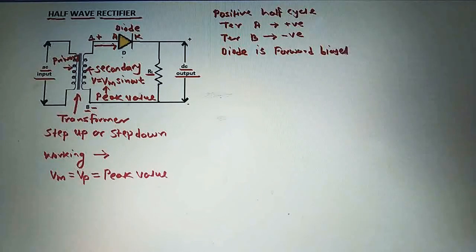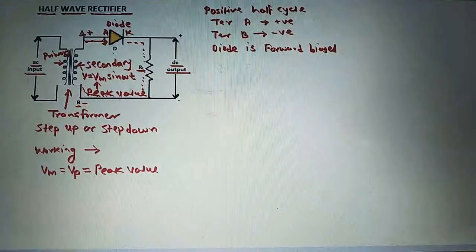Diode is in forward bias. So as the diode is in forward bias, that means the diode is conducting here and the current will flow through the diode, through this load resistance RL, to the terminal B here. So during a positive half cycle, the current flows through the diode. That means the diode is conducting here and the diode is in forward bias.